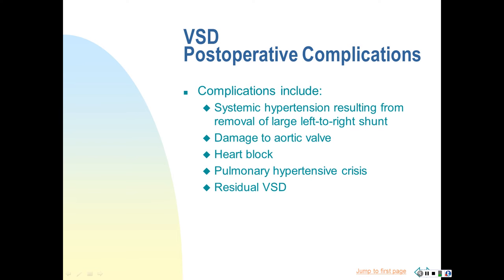We could have damage to the aortic valve if that VSD was high enough right by the aortic valve area. So when we closed it, it kind of pulled the valve a little bit off. Heart block, because we're cutting into the ventricle. The PAH I kind of mentioned. And we could have a little bit of a leak left because they didn't close the defect all the way down.